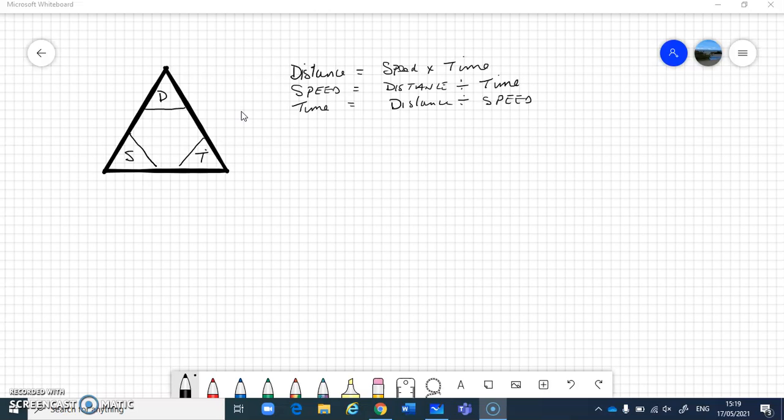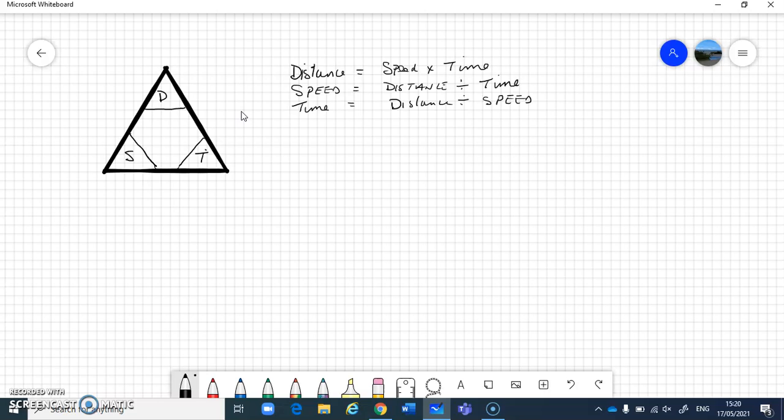Okay, Glenn, so last time we were doing some exercise on distance, speed, and time. And you may remember at the beginning of that part of it, I said to you that we draw a triangle. And this helps you remember what the formulas are. The triangle has D on the top, which is for distance, S on the bottom left-hand side, which is for speed, and T over on the right-hand side, which is for time. And this helps you actually remember the formulas for it.